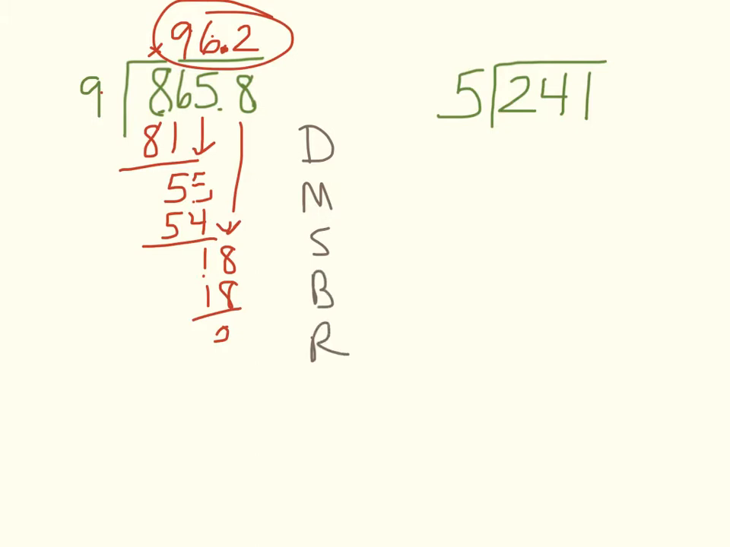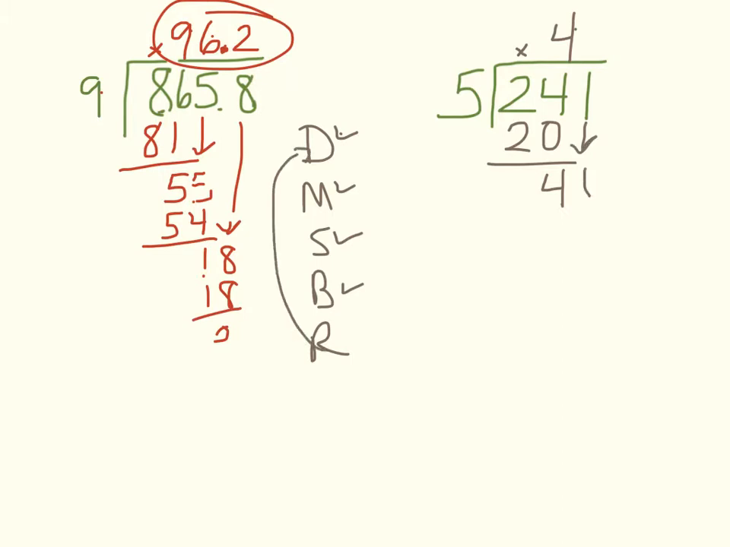Dad is divide, so I'm going to divide 5 into 24 is 4. I'm going to multiply. 4 times 5 is 20. I'm going to subtract and get 4. I'm going to bring down 1, and then I'm going to repeat. Divide. 5 goes into 41 8 times. 8 times 5 is 40. Oops. I'm going to subtract. I get 1.